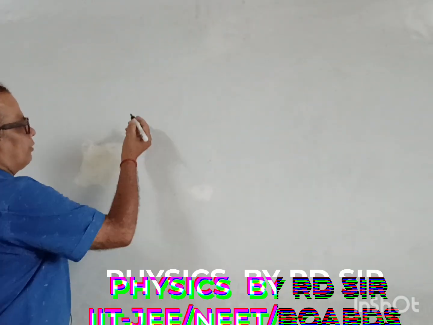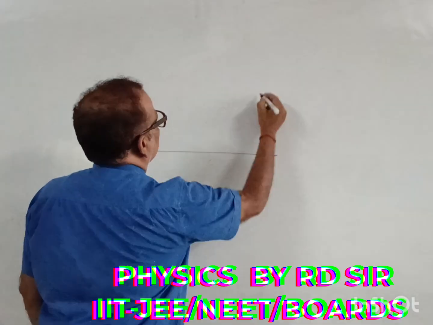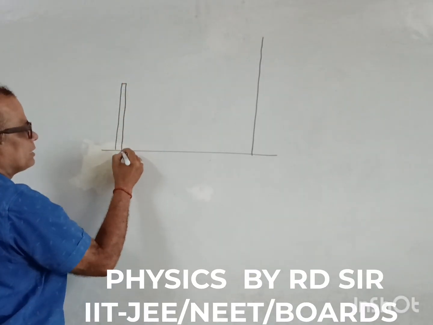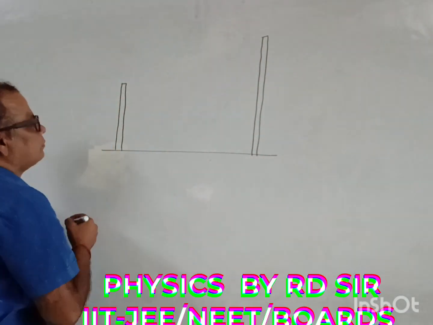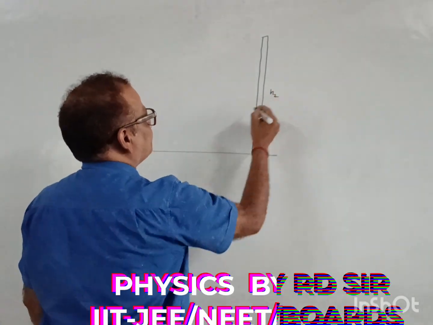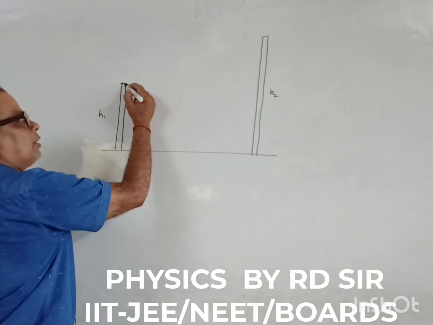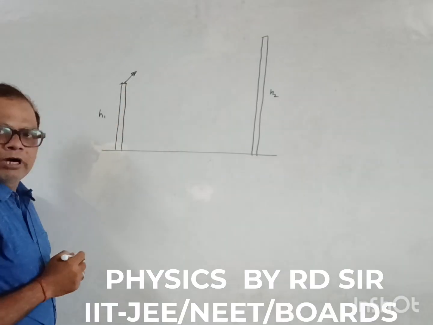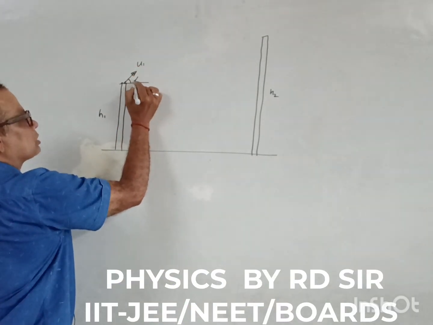So suppose we are taking two tall buildings of certain height. Suppose building A is this and building B is this. This building has height h1 and this building has height h2. We have two particles located at the top of the buildings. Particle 1 is located here at building 1 and it is projected with some initial velocity u1. Angle of projection is suppose alpha 1.